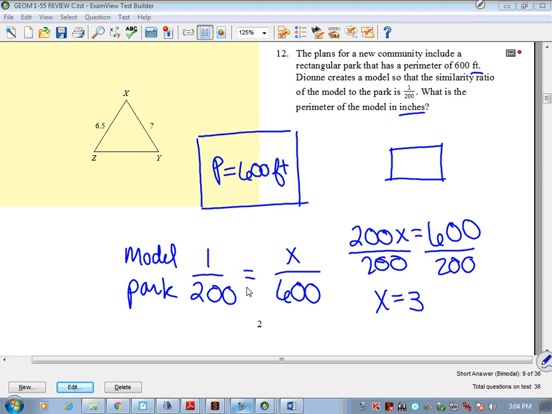But what we're actually getting is x equals 3 feet, because this is foot to foot. The question is in inches, so I need to take 3 times 12 inches, because there are 12 inches in a foot, to get the number of inches. So the smaller model actually has a perimeter of 36 inches. And that's a really easy way to get caught, because they will probably have 3 as one of the options in the answer key.